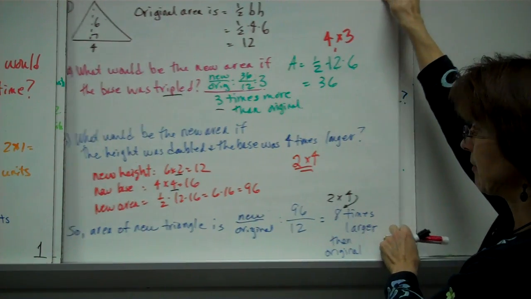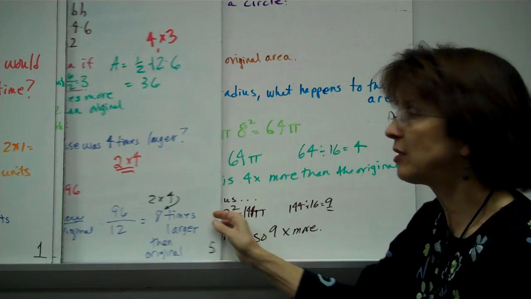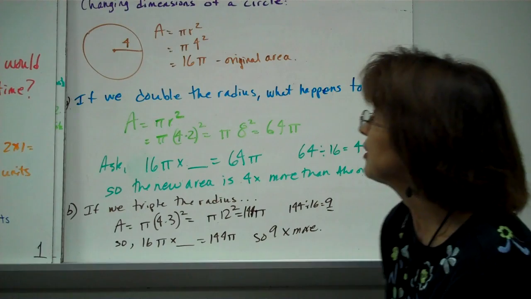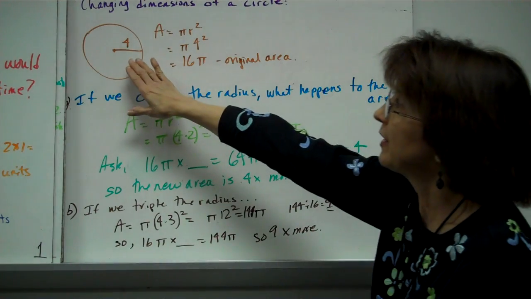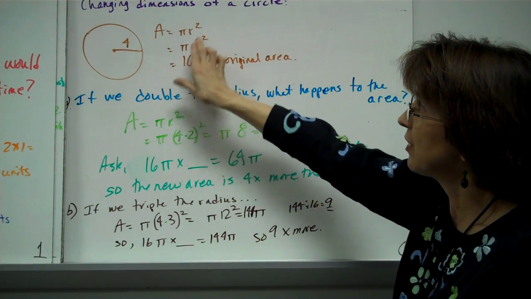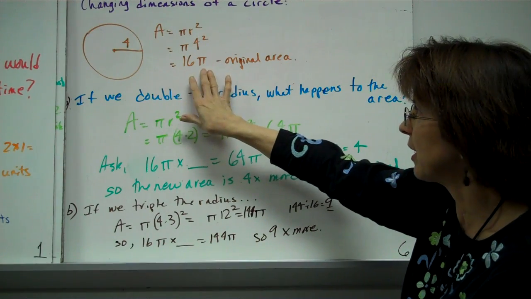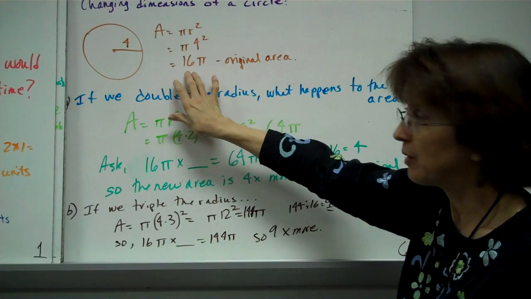Okay, last one about a circle. We're talking about a circle now, which is a little bit unique. So now for changing dimensions of a circle, here we have a circle with a radius of 4, so the area is going to be pi r squared, 4 squared is 16, which boils down to 16 pi. We'll keep pi just like pi, so we can just focus on the whole numbers.